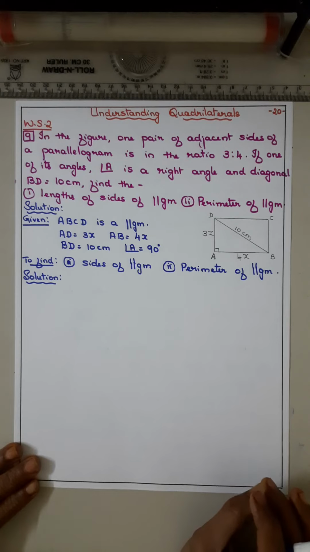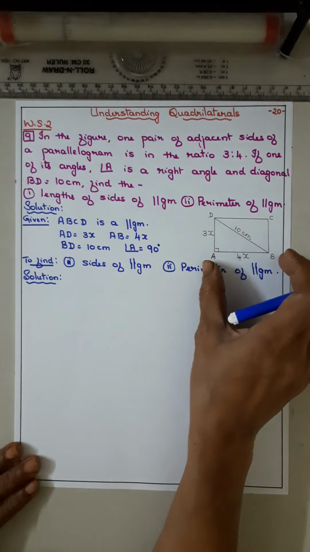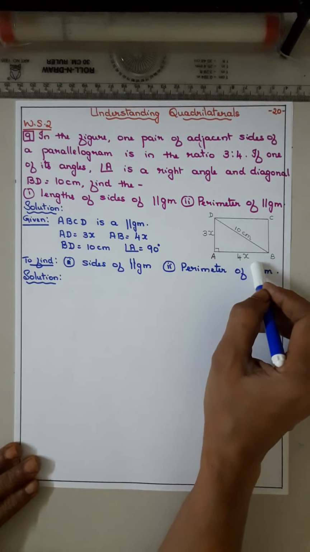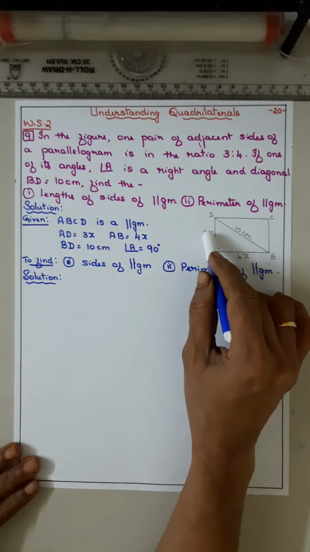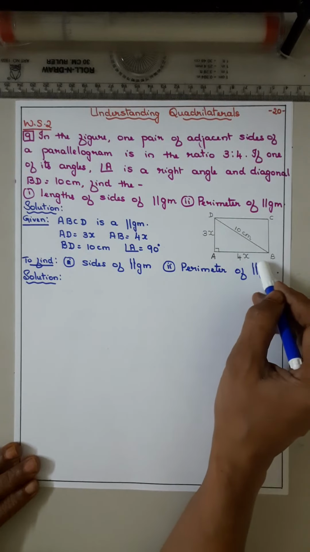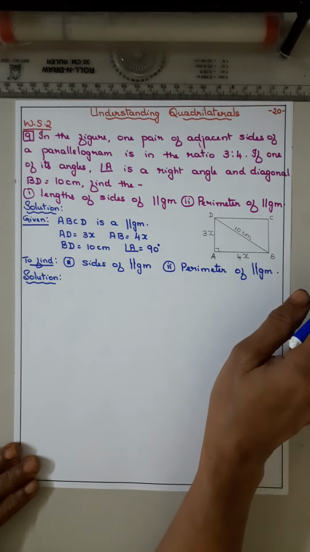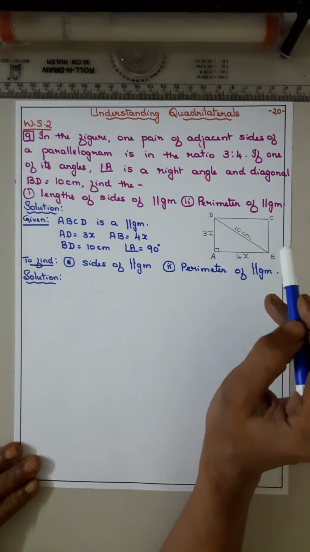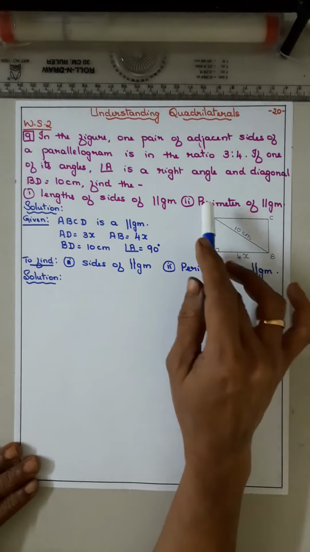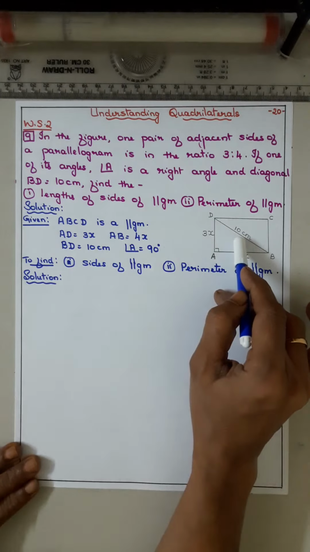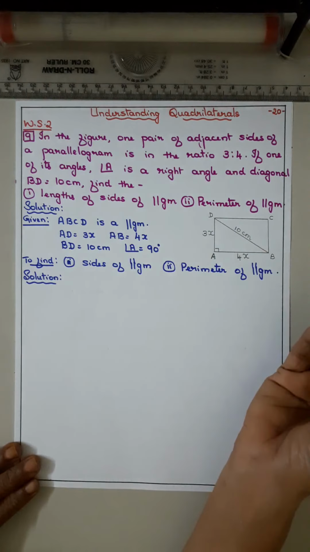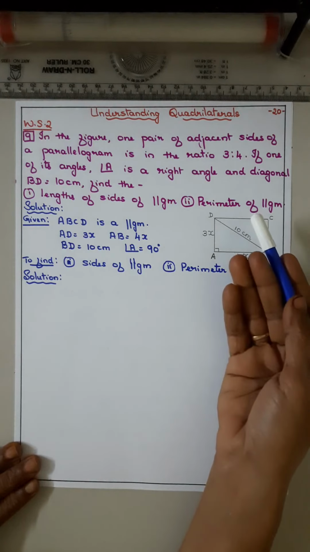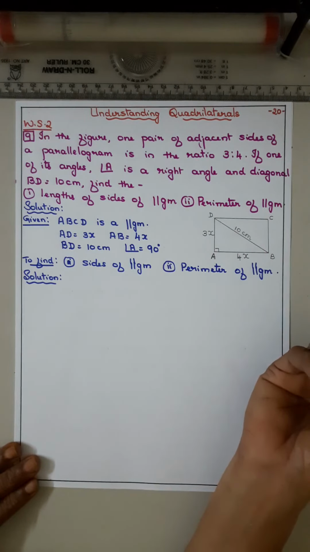Now coming to question number 9. In the figure, already the figure is given. One pair of adjacent sides of the parallelogram are in the ratio 3:4. Means one side is 3x, the other side is 4x. If one of its angles, say angle A, is a right angle, means 90 degrees, and the diagonal BD is equal to 10 centimeter, find the lengths of the sides of the parallelogram and the perimeter of the parallelogram.